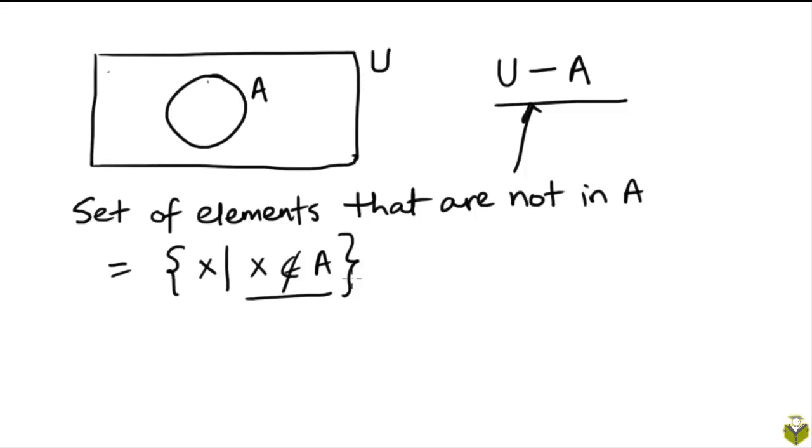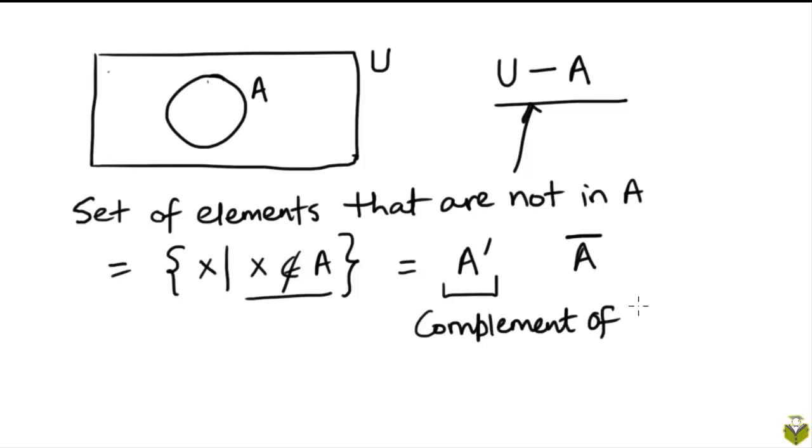Now this set is given a special name. It's called A complement. Sometimes it's denoted as A with a bar on the top. So this is the complement of A. So the complement of A is the set of all elements which are not in A.